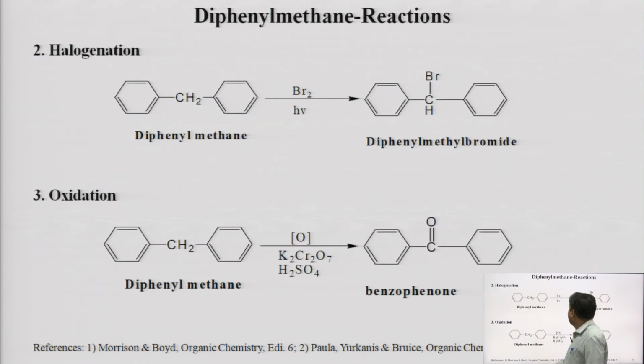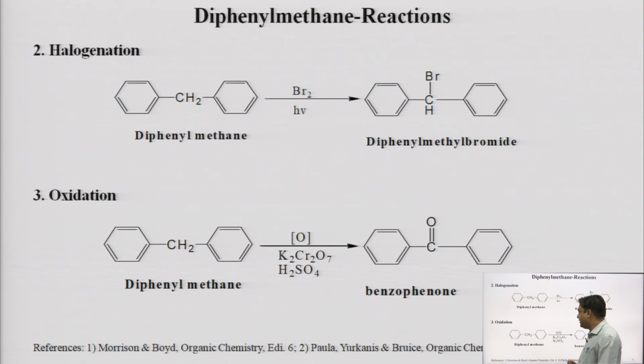Halogenation is also given by diphenyl methane, but if halogenation occurs in the presence of ultraviolet rays or light, then it follows the addition reaction mechanism. If it is occurring in the presence of some Lewis acid, then it follows the electrophilic substitution reaction mechanism. Here in the reaction you can see that bromine is reacted with diphenyl methane in the presence of ultraviolet rays, UV light, and we get diphenyl methyl dibromide. Bromine is added to the methylene group. It means that addition is occurring in this particular reaction, not an electrophilic substitution reaction.